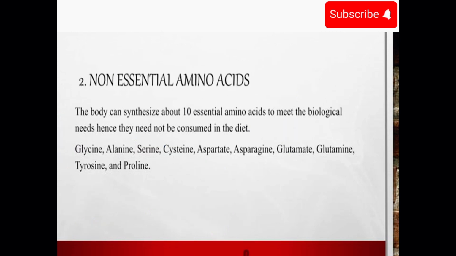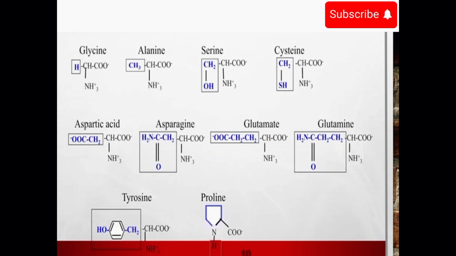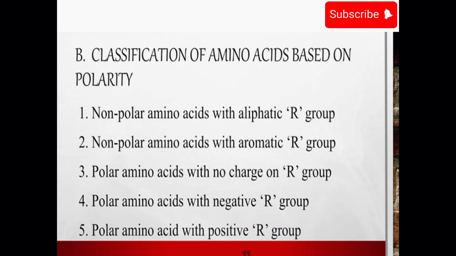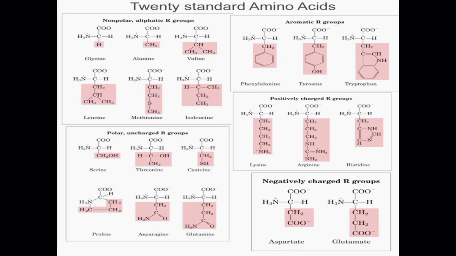Non-essential amino acids are those amino acids that the body can synthesize, and approximately 10 essential amino acids meet the biological need. Hence, they need not be consumed in the diet. Examples are glycine, alanine, serine, etc. These are examples of non-essential amino acids. Classification of amino acids based on polarity: non-polar amino acids with aliphatic R groups. These are various types of classification of amino acids based on their polarity.